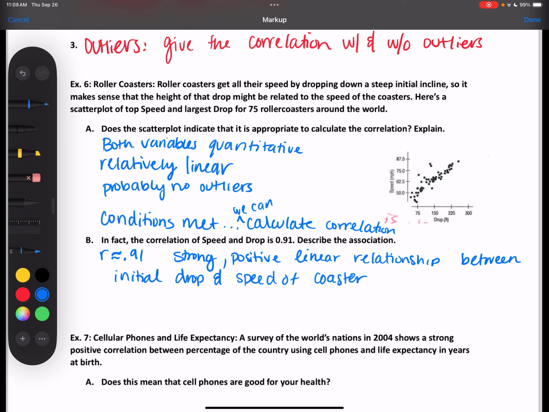And so specifically in the context of this problem, coasters with a larger initial drop tend to have faster speed.